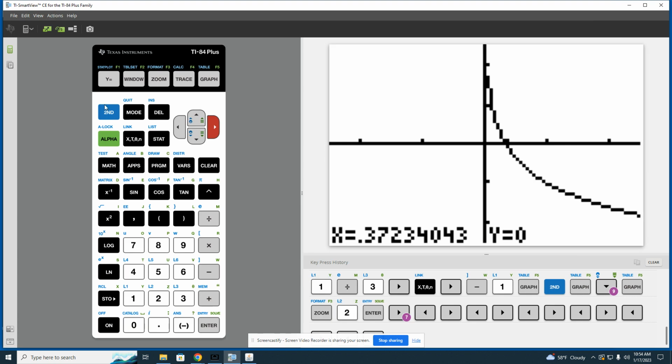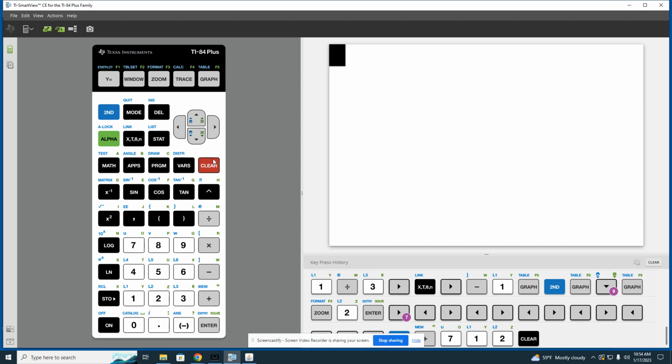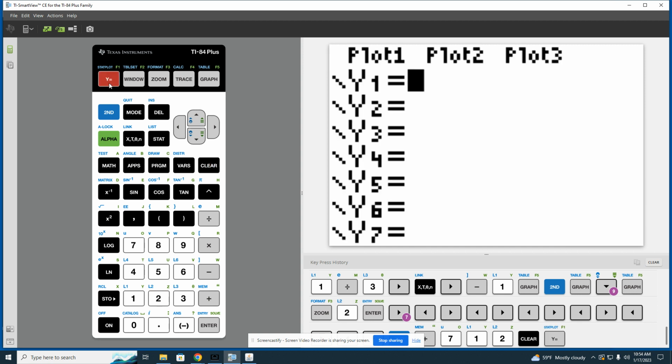So let's go to our calculator. I'm going to reset mine real quick, because I did some things in it that I don't want it to remember. I zoomed in on my graph, and instead of zooming back out, sometimes it's easier just to reset it. If someone else did that to your calculator, it's easiest just to reset it.